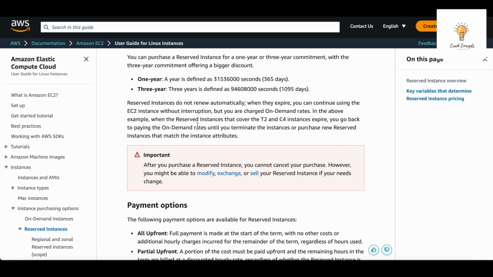In the above example, when the reserved instances that cover the T2 and C4 instances expire, you go back to paying the on-demand rates until you terminate the instances or purchase new reserved instances. So they will not get renewed.